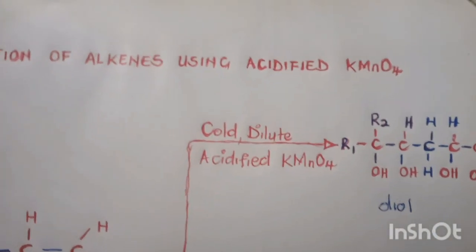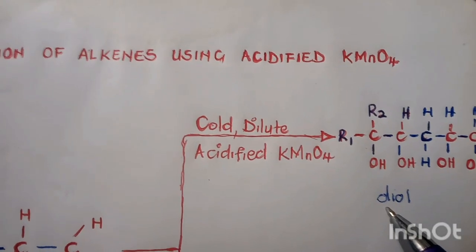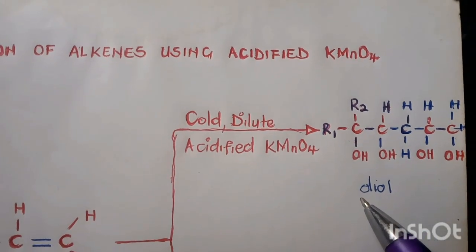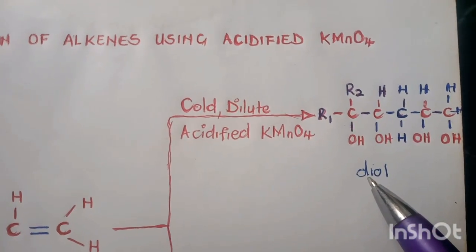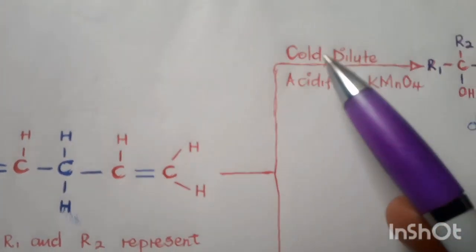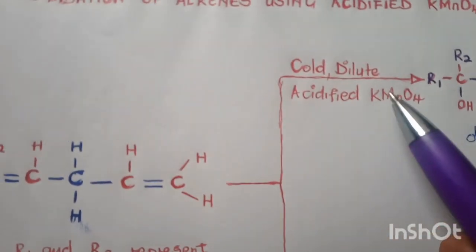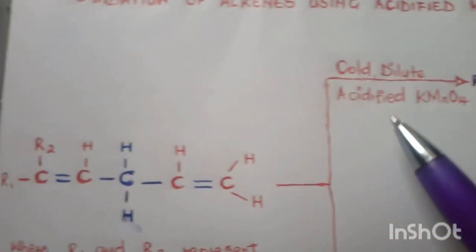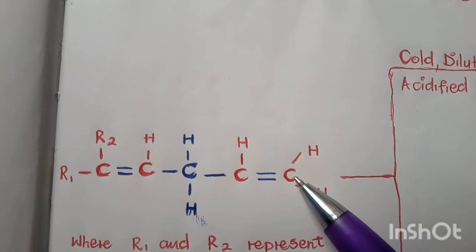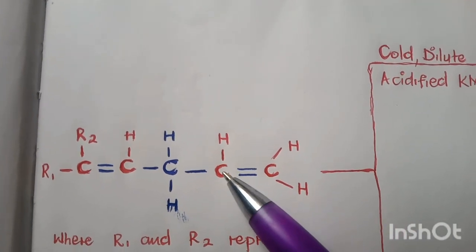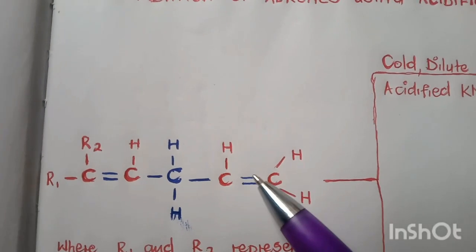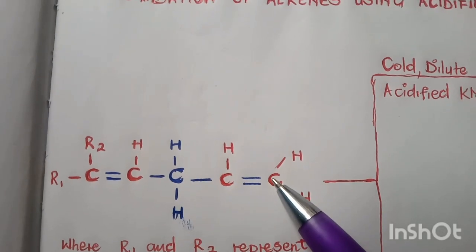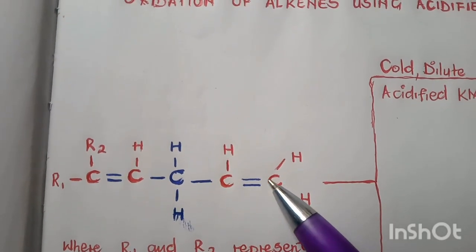What does that mean? Diol, the di here is representing 2. So a diol is an alcohol with 2 OH groups. So what happens is, if we use cold dilute acidified potassium manganate to oxidize an alkene, each of the carbon atoms that are involved on the double bond, like we have got this carbon atom and that carbon atom, these are the ones that are involved in the double bond.